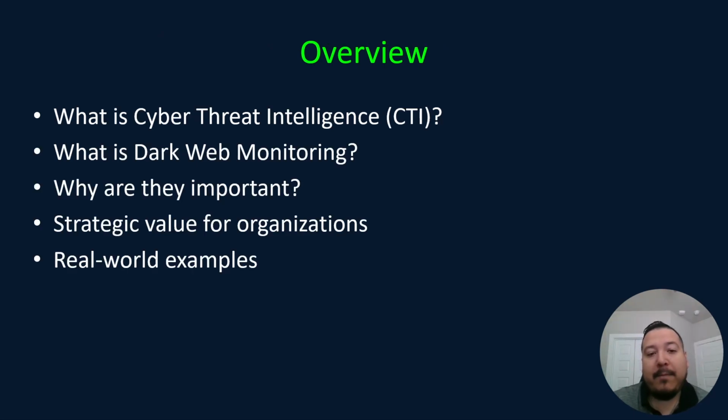Here is the roadmap that we're going to have for our discussion. First off, we're going to define what cyber threat intelligence is and explain its key functions. After that, we're going to move on to dark web monitoring, explaining not only what it is, but why it matters. We'll also discuss the importance of these tools and their strategic value for organizations. And then finally, I'll share some pretty compelling real world examples to illustrate how CTI and dark web monitoring are used in practice. As I go through each section, I'll connect the concepts to real business scenarios so you can get an understanding of not just the technical details, but also the impact on operations and decision making.